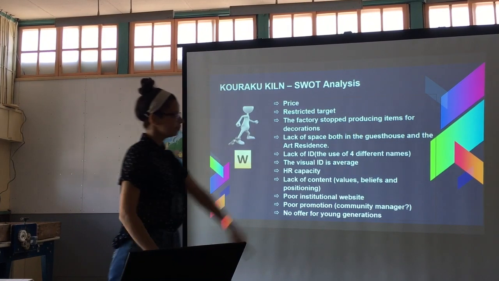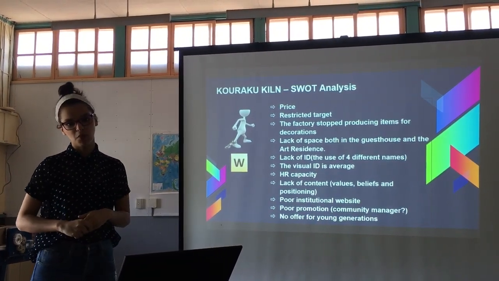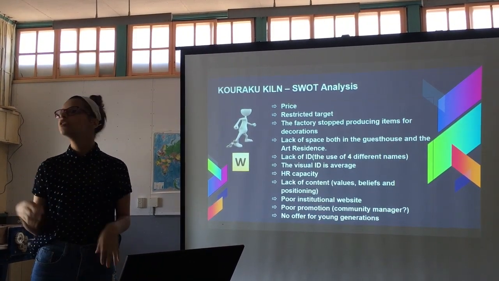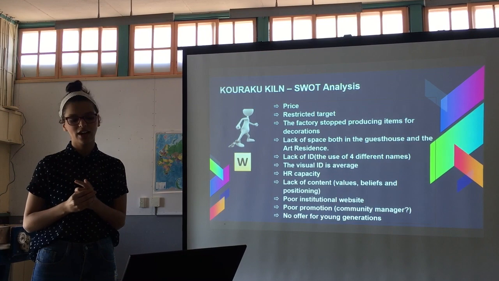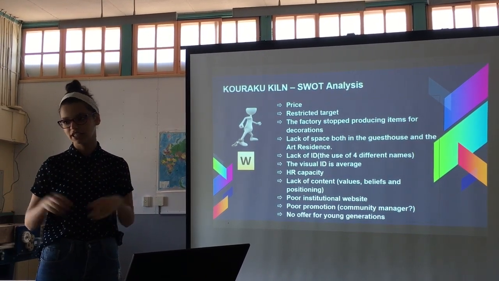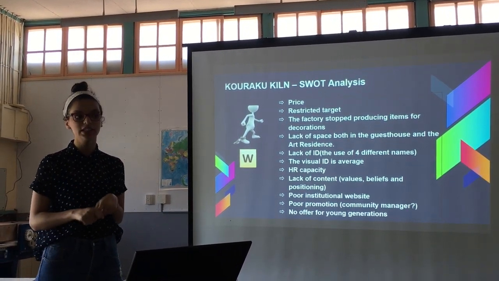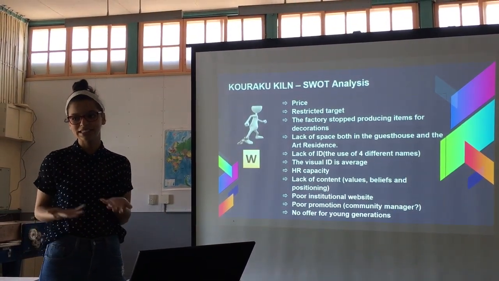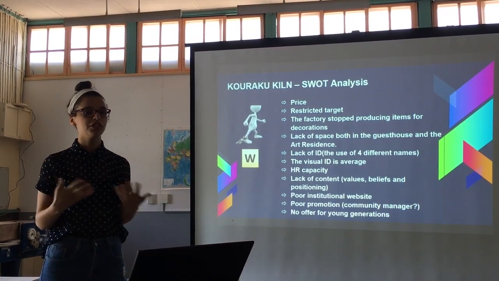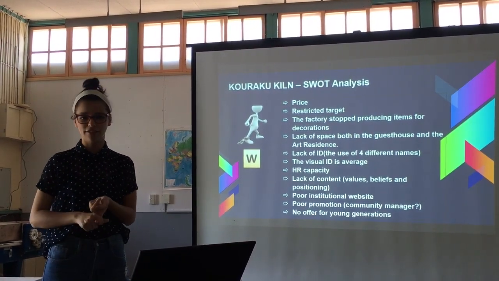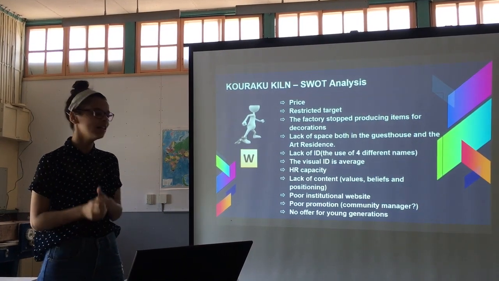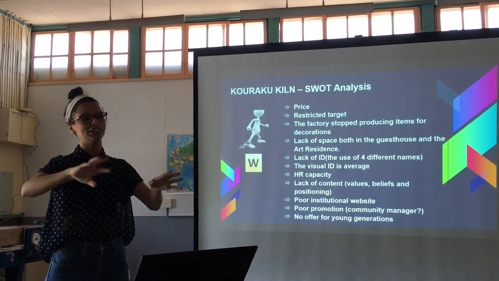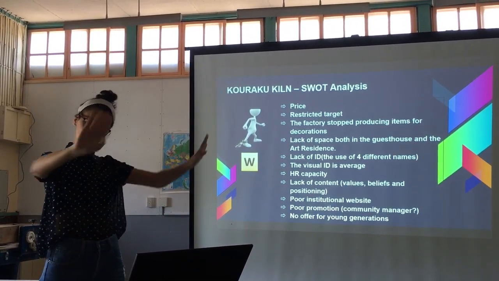Lack of space. The art residence is small, the guest house is small as well, so sometimes people need to share rooms, and sometimes when it's hectic, it's not really good. It's not a good image for Kouraku Kiln, and this can hold only 6 artists, like the maximum, and the guest house has just 6 rooms, and it's not really enough. For example, during the festival, or the 2 festivals that you have during the year, it's not going to be enough. So probably just rearrange the space. We're not telling you to renovate everything, but just create more space.